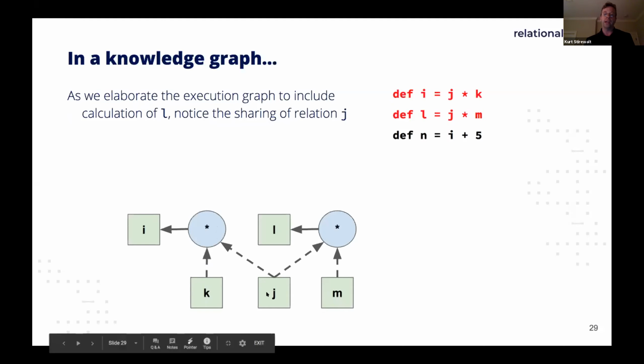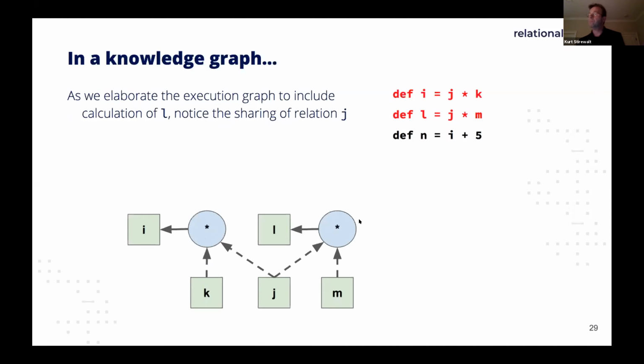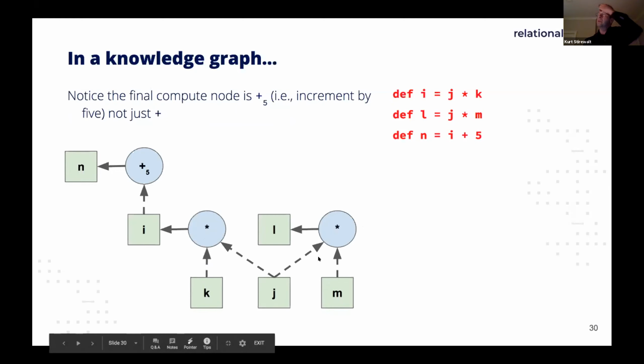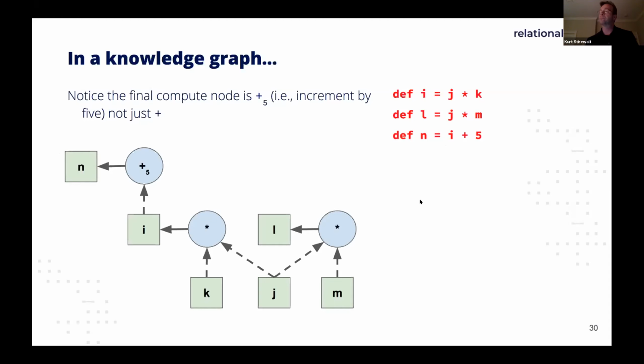The relation J now feeds into both this execution graph node and also this one. And I'll also add the third rule. Notice how we've shown how data like J fans out to feed multiple nodes of the execution graph. And now we've got it. We've basically got the execution subgraph for these three rules.